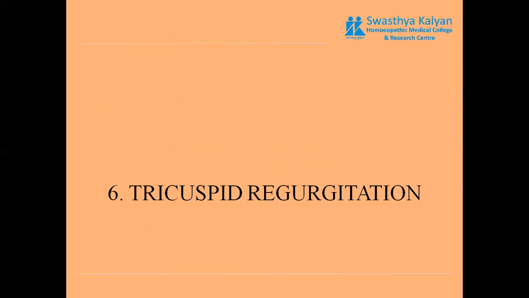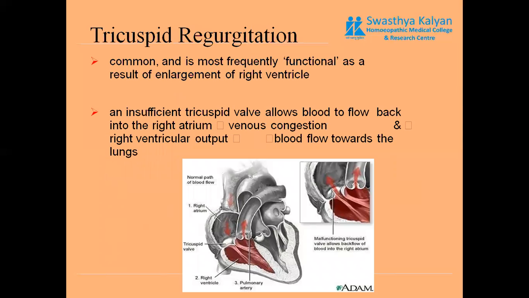Next is tricuspid regurgitation, that is incomplete closure of the tricuspid valve. This type of regurgitation is most frequently functional as a result of enlargement of the right ventricle. So rather than a defect in the valve, it is more of a functional type of disorder where the valve is having no problem. But as there is enlargement in the right ventricle, this enlargement will create extra pressure on the valve, and this will cause the valve to function inappropriately.